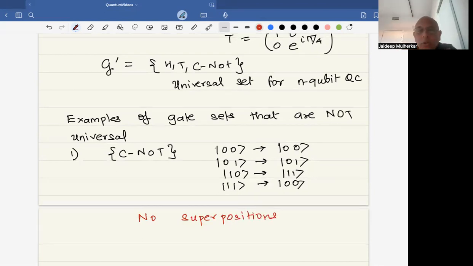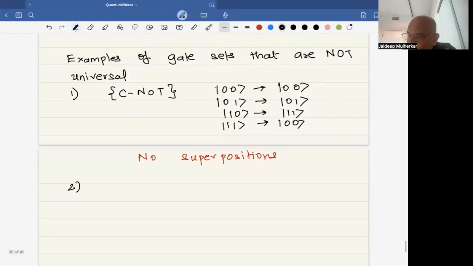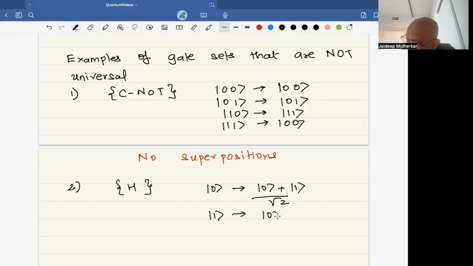Then what about other gate sets? The second gate set that we'll talk about is the Hadamard gate. The Hadamard gate is just a single qubit gate. It does create superpositions. It takes |0> to (|0> + |1>) over square root of 2 and |1> to (|0> - |1>) over square root of 2. But just this single qubit gate cannot create any entanglement.